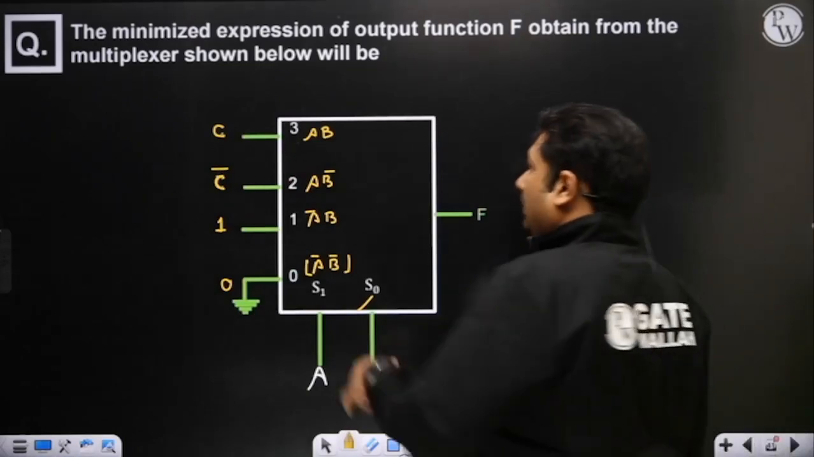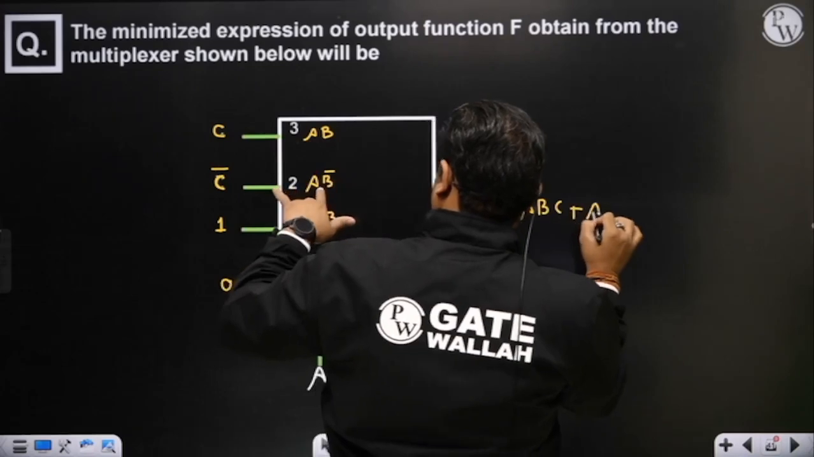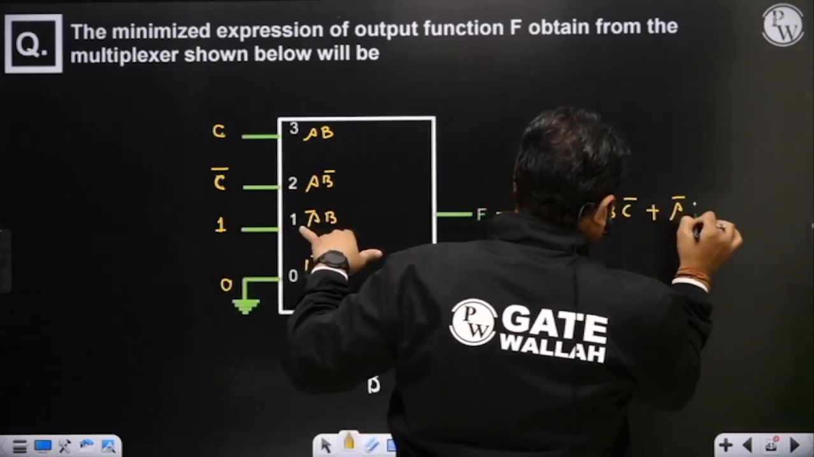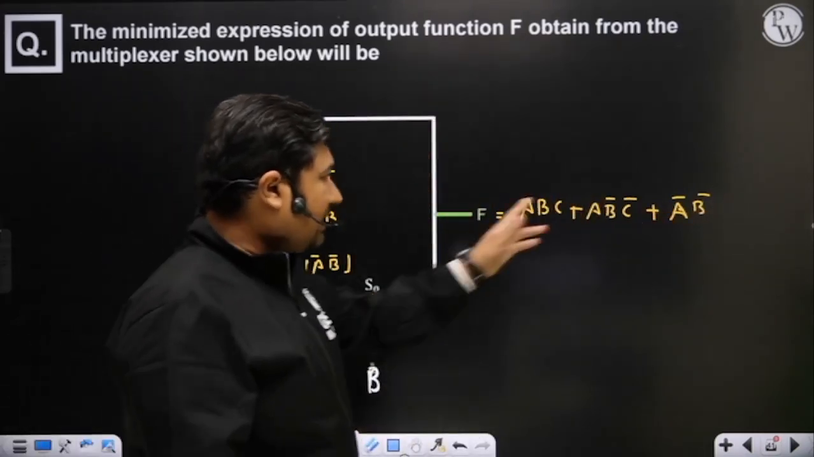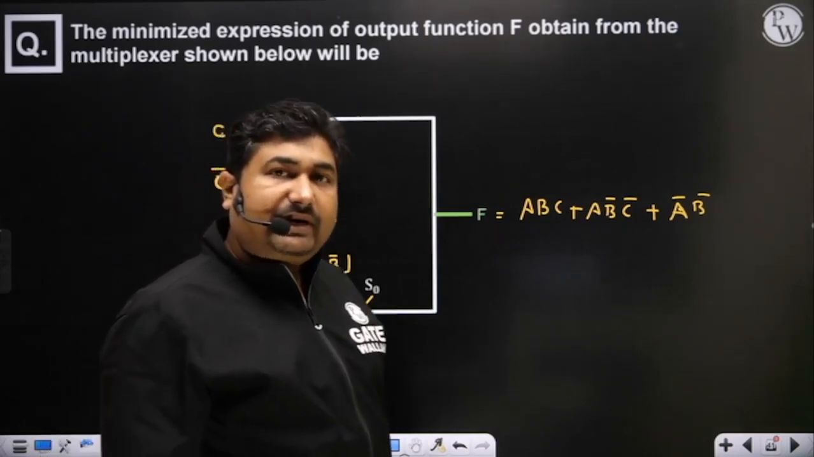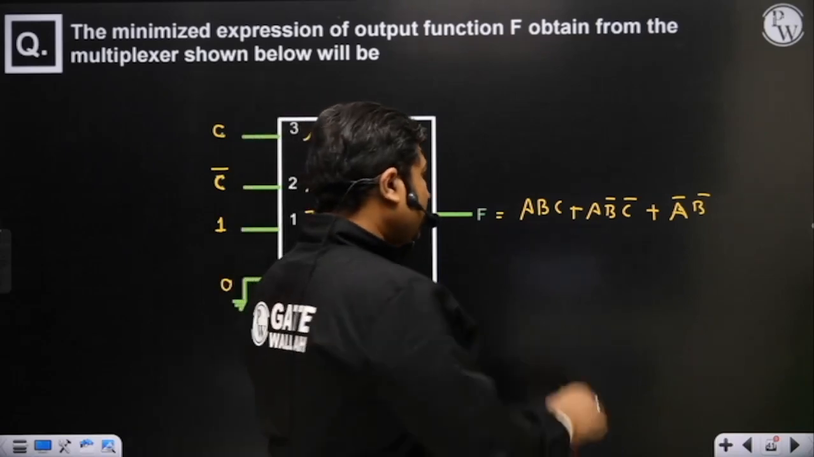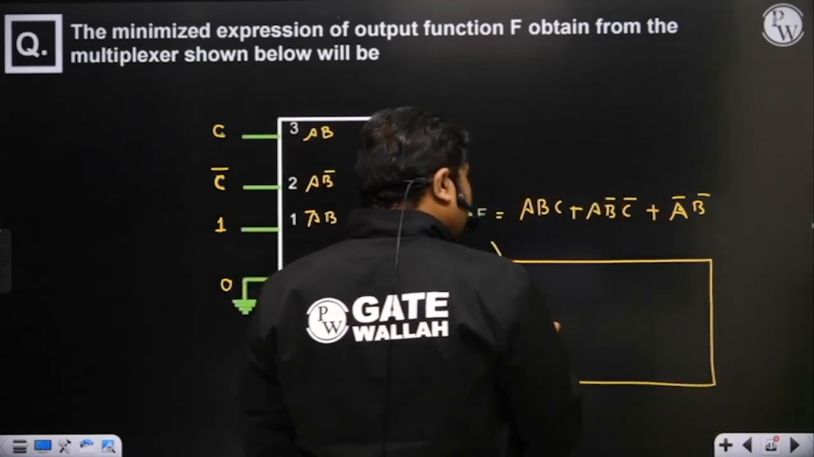Now, this is going to be A B C plus A B bar C bar plus A bar B bar. What is the function implemented? This is not the function actually implemented. Either they will give you some other intermediate form or they may give you some minimal form. So better to put it into the K-map so that you will get to know about all the possibilities.